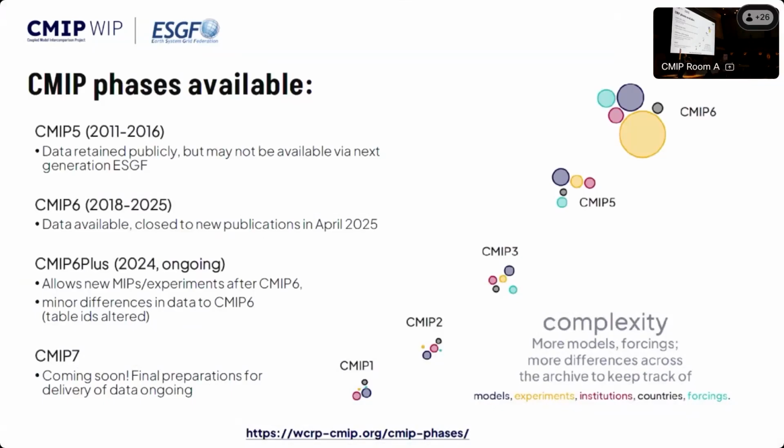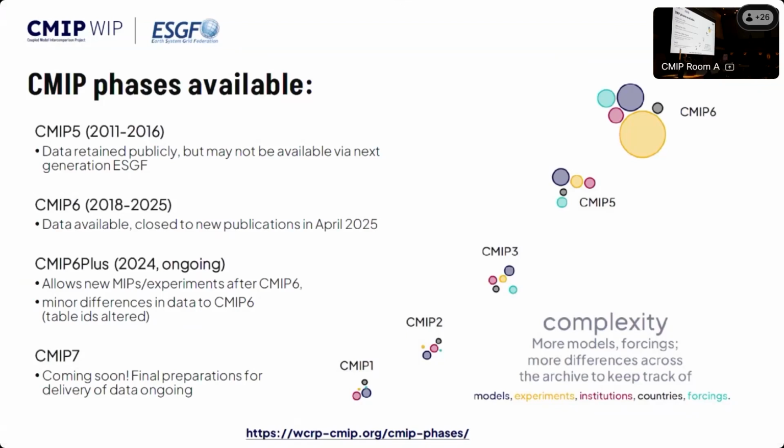A lot of the data that you've hopefully been working with is CMIP6 based. We've got something like 25 petabytes of data out there across all the ESGF nodes. This was closed to new publications in April 2025, about a year ago, to give the ESGF community time to get set for the next generation development.